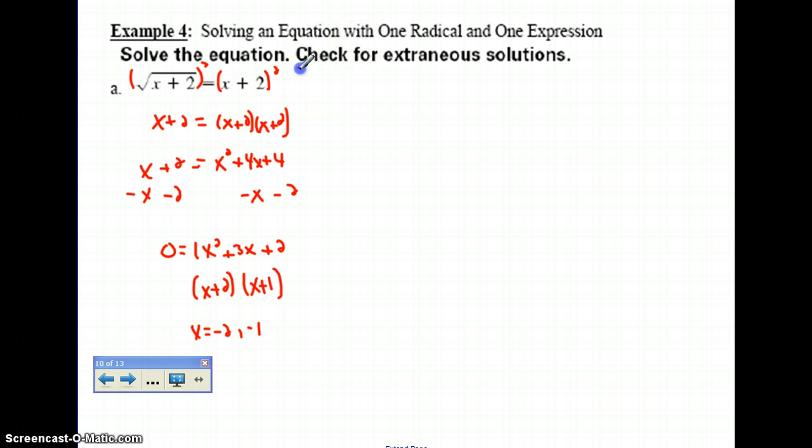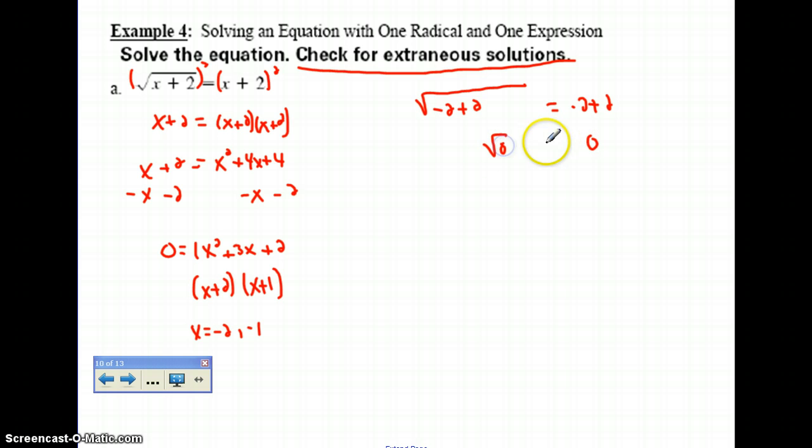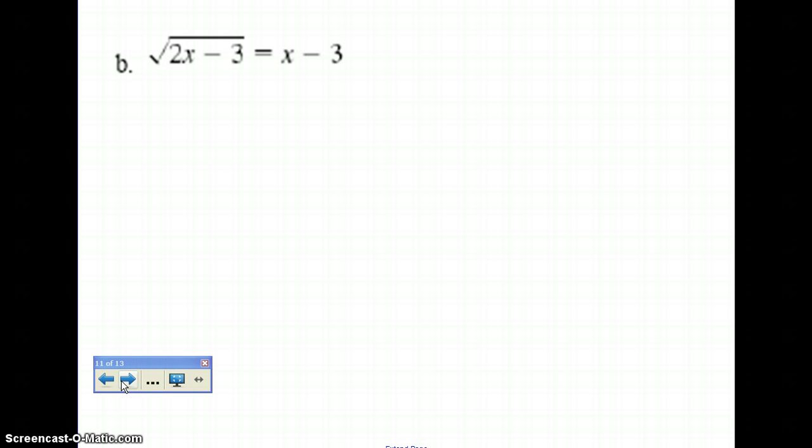So we do want to check for extraneous solutions to see if it works out. So we're going to plug it in and see what happens. I'm taking the square root of negative 2 plus 2. Does that equal negative 2 plus 2? Well, that's 0. The square root of 0 is 0. So that checks out. So we're going to plug negative 1 in. The square root of negative 1 plus 2 should equal negative 1 plus 2. That's the square root of 1, which equals 1. So that checks out.